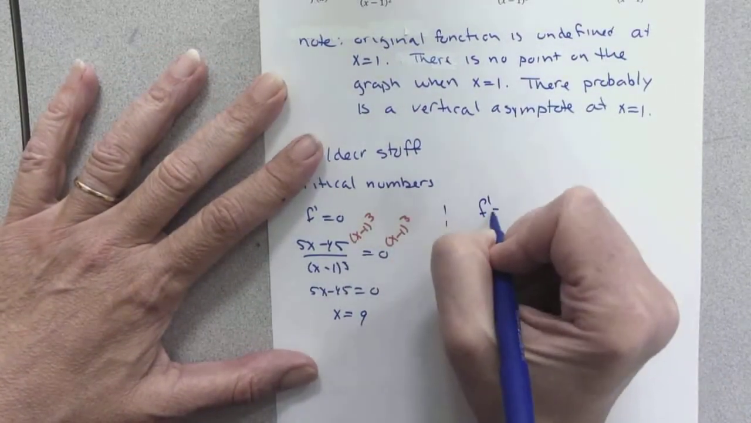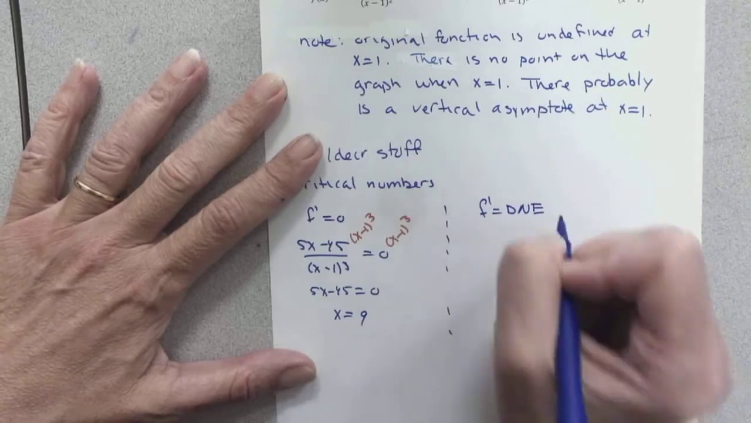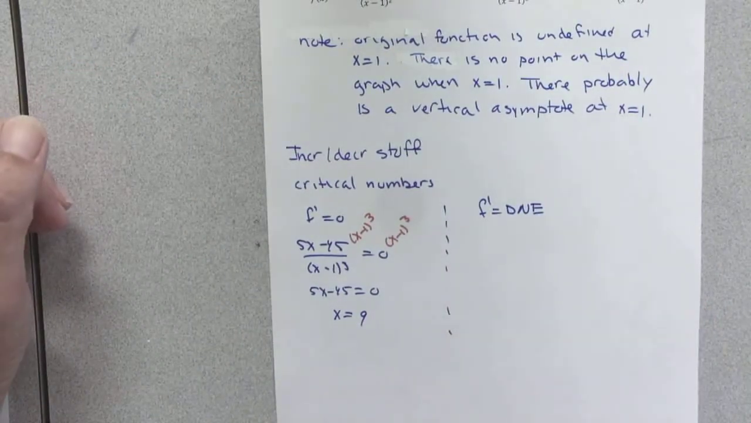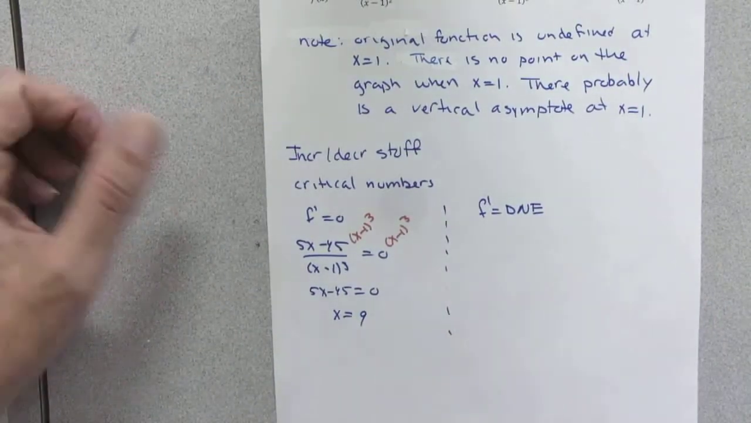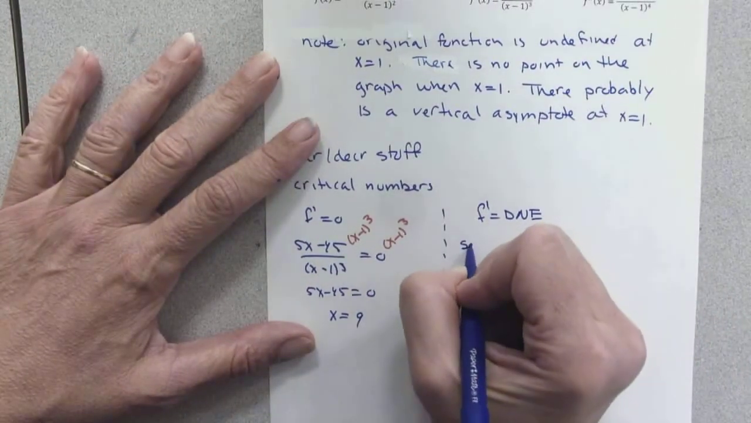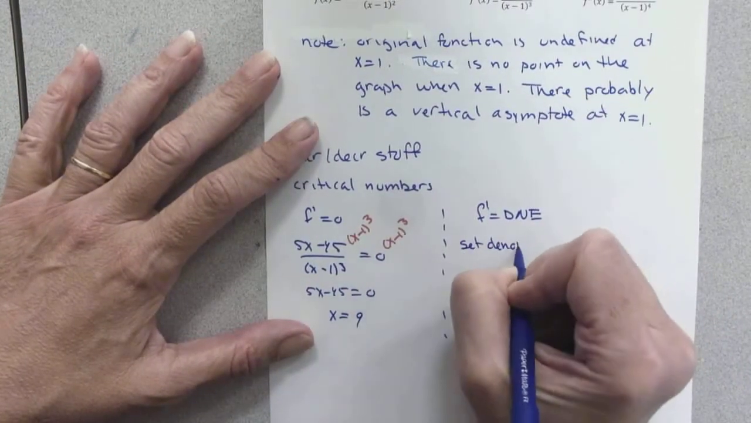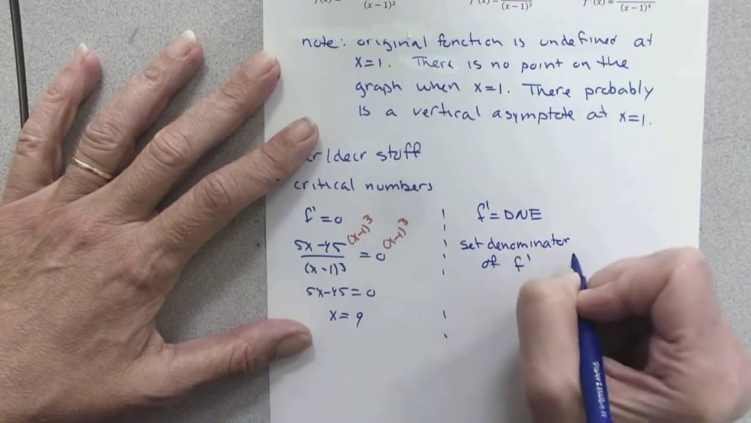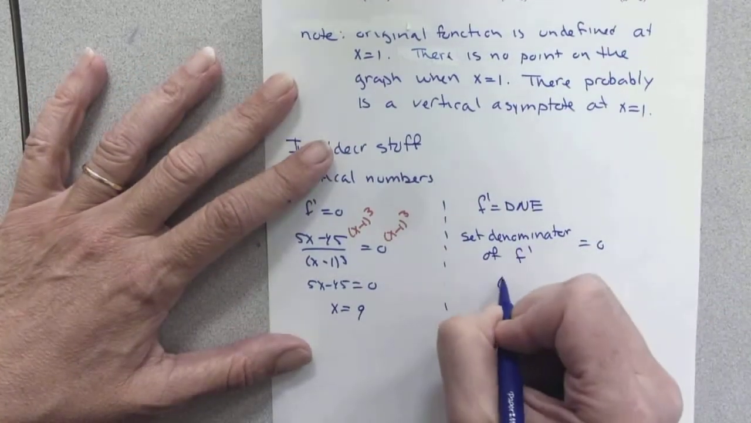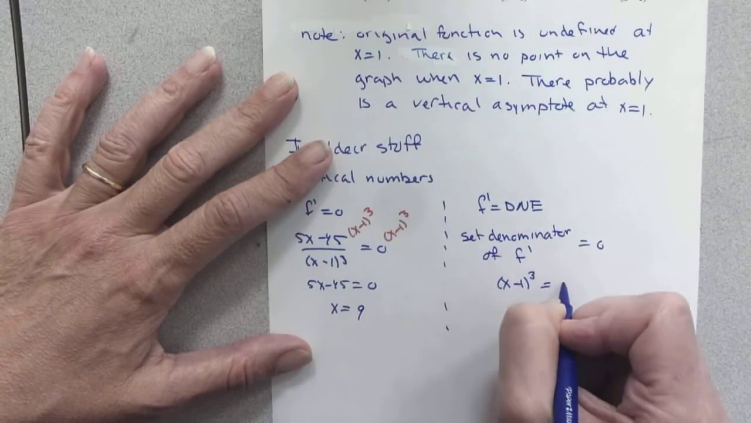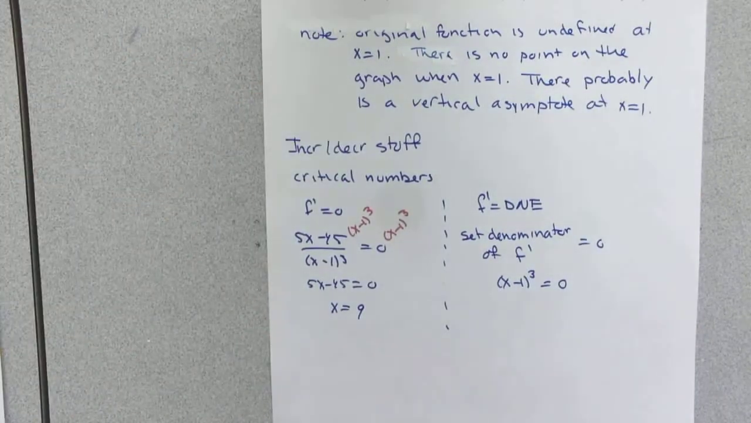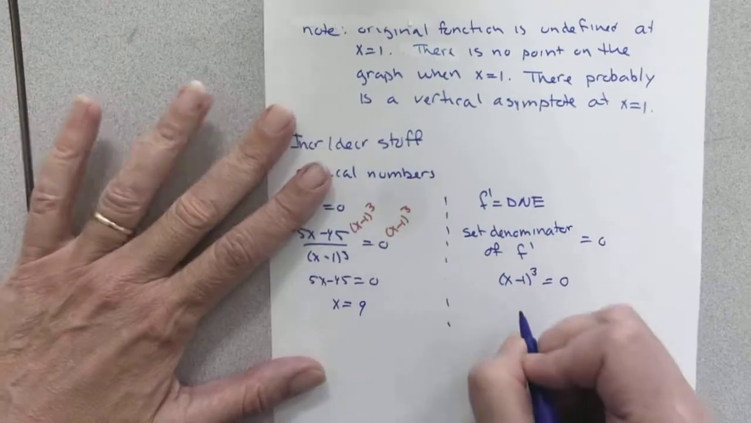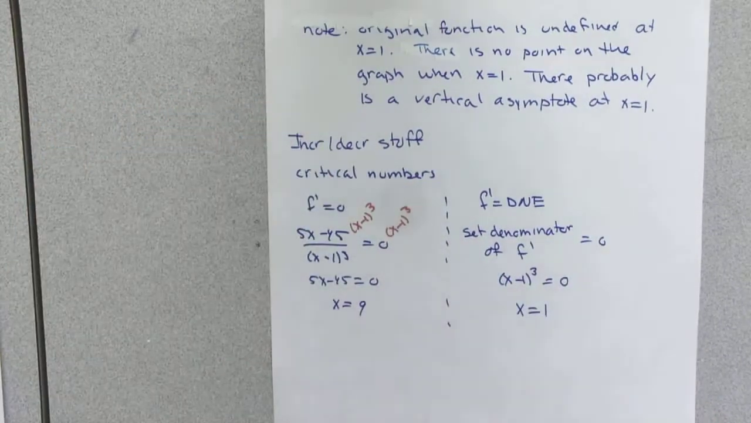And then I absolutely cannot forget about the does not exist case. For the does not exist case, we set the denominator of f prime equal to 0. And so I got x minus 1 cubed equals 0. Technically, I could take the cube root of both sides. Without much fuss, we get x equal 1.